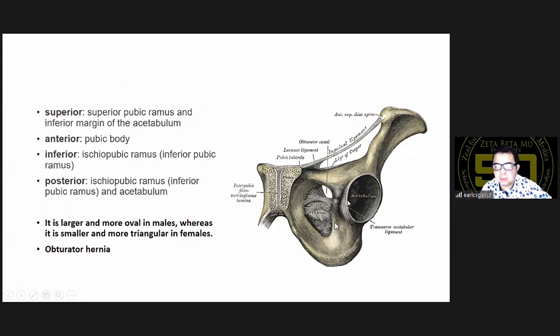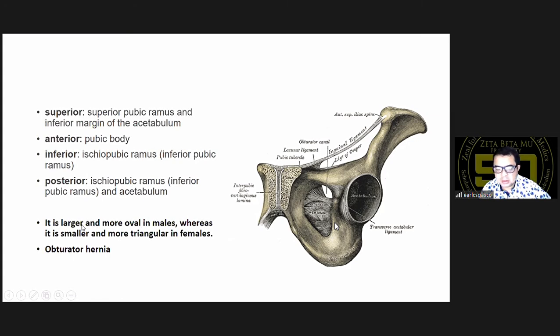So the borders of the obturator foramen are as follows. We have the superior pubic ramus, and the inferior margin of the acetabulum. Anteriorly, we have the pubic body. Inferiorly, we have your ischiopubic ramus, the bar of bone formed. Posteriorly, we have the ischiopubic ramus and the acetabulum. Those are the borders of your obturator foramen.